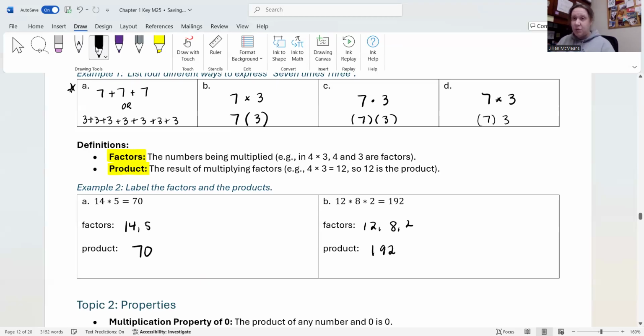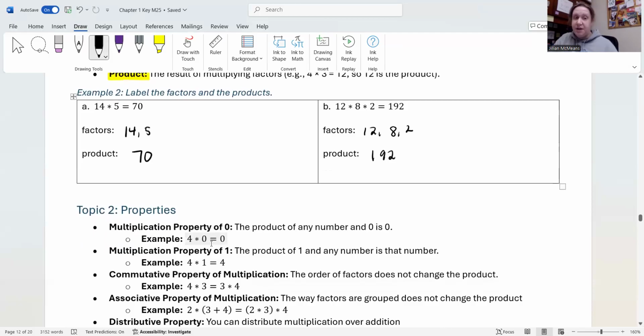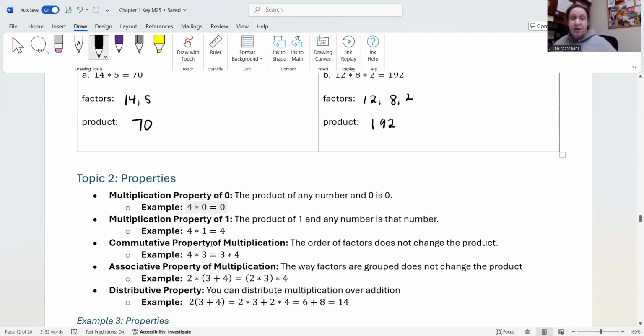You can use an X, which we tend to venture away from once we start talking about algebra. So generally you'll see the dot, maybe the star, but a lot of times you'll see those parentheses. Remember, if you see two numbers side by side and the only thing separating them is a set of parentheses, that indicates multiplication, okay?